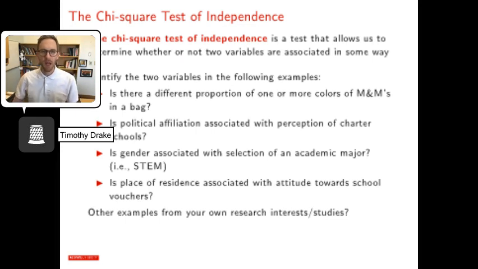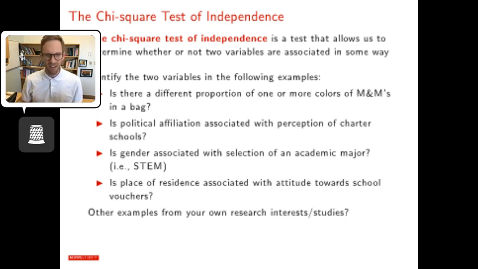Okay, so the chi-squared test of independence is a test that allows us to determine whether or not two variables are associated in some way. And these two variables are categorical variables. So here are some examples that we'll go through just to think through this. It says, identify the variables in the following example.